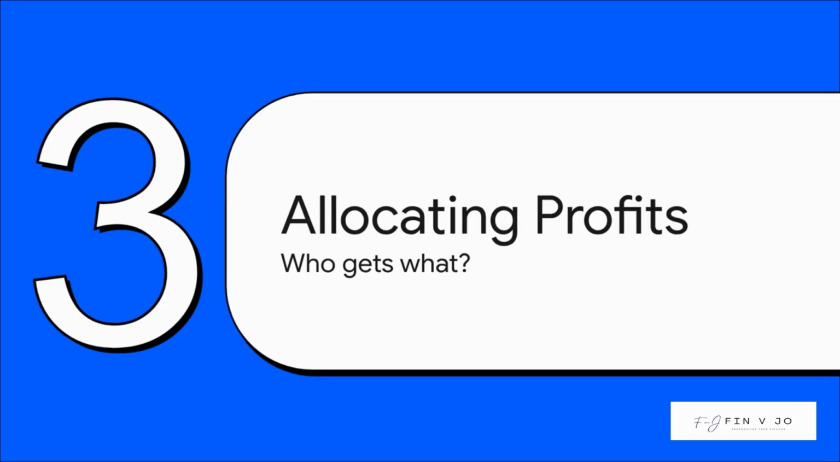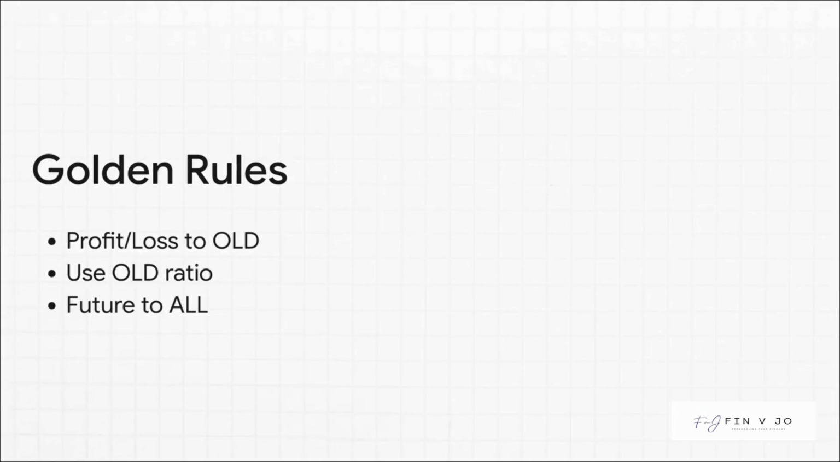Section 3, allocating revaluation profits. All right, this brings us to the most critical area where students always seem to lose points, the allocation. You need a totally foolproof mental framework for this. So here are your golden rules for standard revaluation.